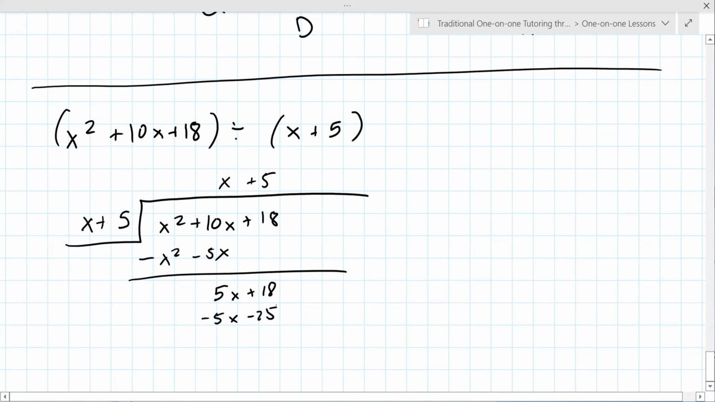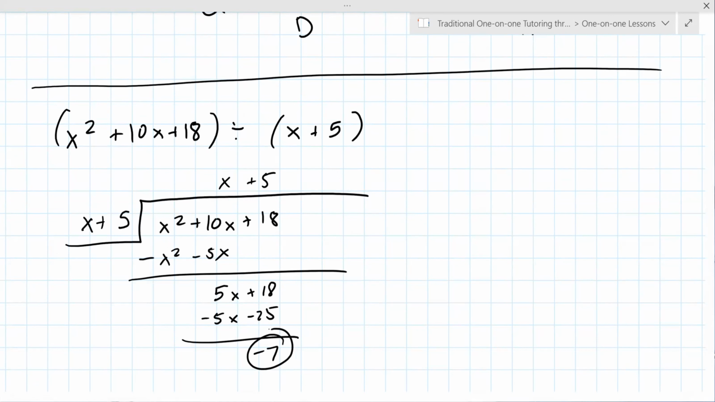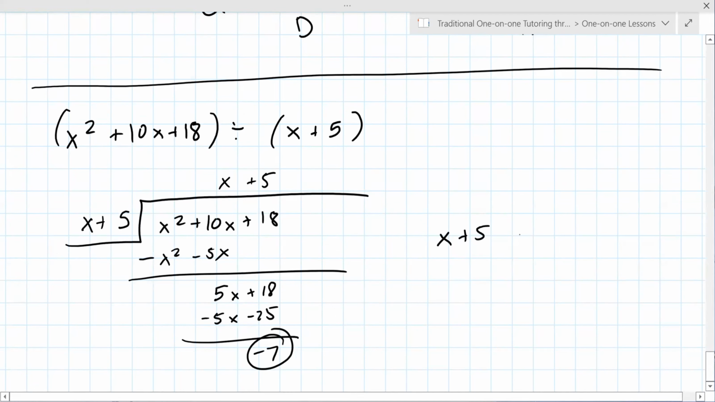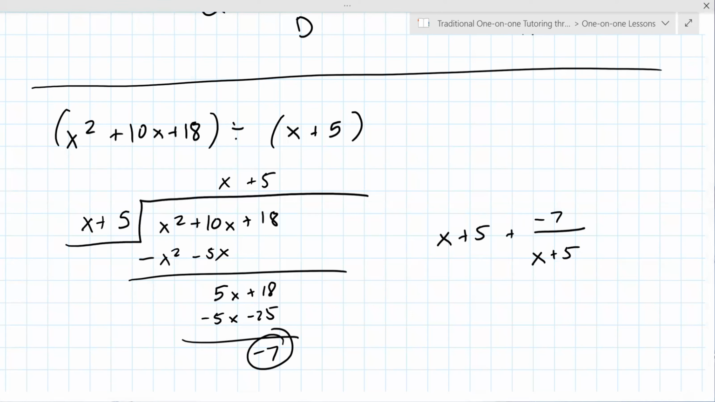Okay, I got -7. Yes. So how would you write your final answer? So it would be x plus 5 plus -7 over x plus 5. Yes. Very good. That makes much more sense now.